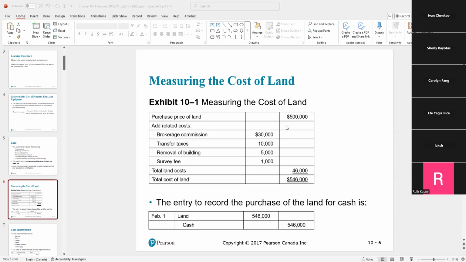Do you know what the students do? They show this: debit land, $500,000, debit brokerage commission expense, transfer tax expense, removal of building expenses, survey fee expenses, paying cash 546. Then my question is, why do you have to calculate the cost of the land if you expense all those expenses? That doesn't make sense.